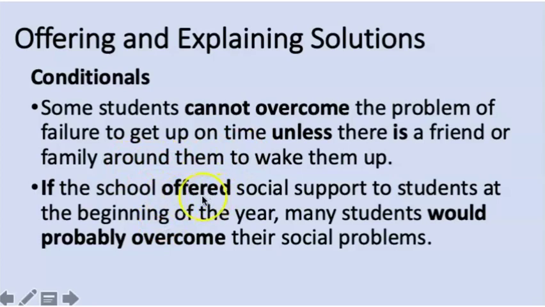Remember, we use type 2 for unreal present, something that has not happened yet. But here we would like this to happen. Let's see. If the school offered social support to students at the beginning of the year, many students would probably overcome their social problems. Here actually, by using type 2, we offer a solution. So type 2 can also be used in these paragraphs.